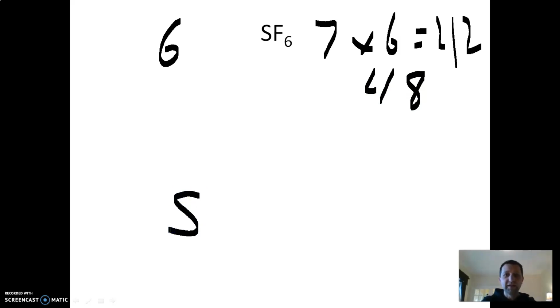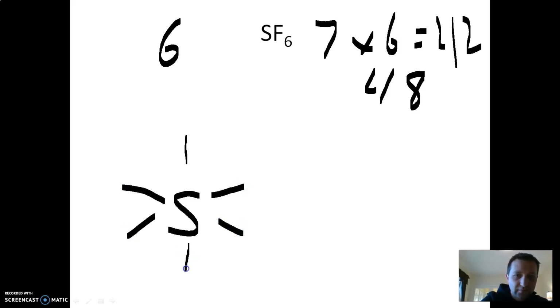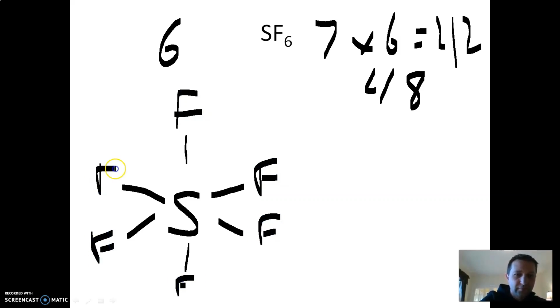Okay, let's go to work. Sulfur in the middle, obviously, and 6 fluorines around the outside. Those are going to be my 6. So I've taken care of 2, 4, 6, 8, 10, 12 of my 48 electrons. That leaves me with a lot left. Let's just go through. Everything needs an octet here.